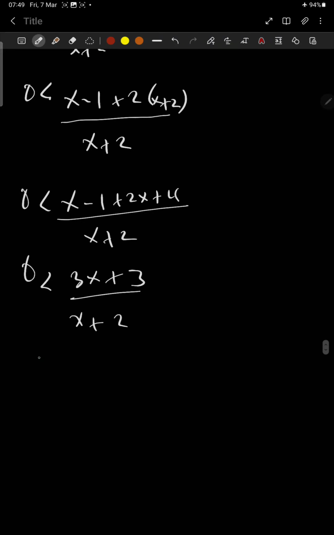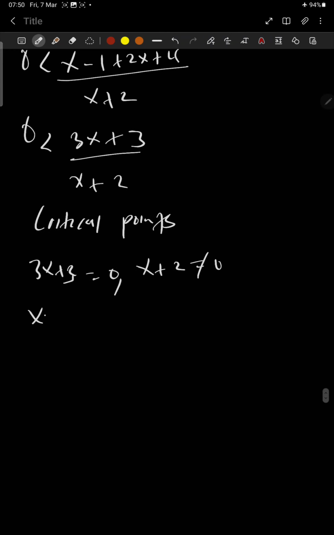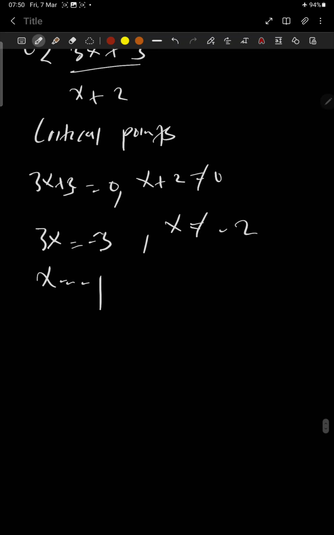Now after you simplify this, you're going to go to critical points. So you're going to have the numerator equal to 0 and the denominator not equal to 0. So 3x will be equal to negative 3, then x will be equal to negative 1. Here x will not be equal to negative 2. So I'm going to now use a number line, and I'm going to write negative 2 here and negative 1 there.